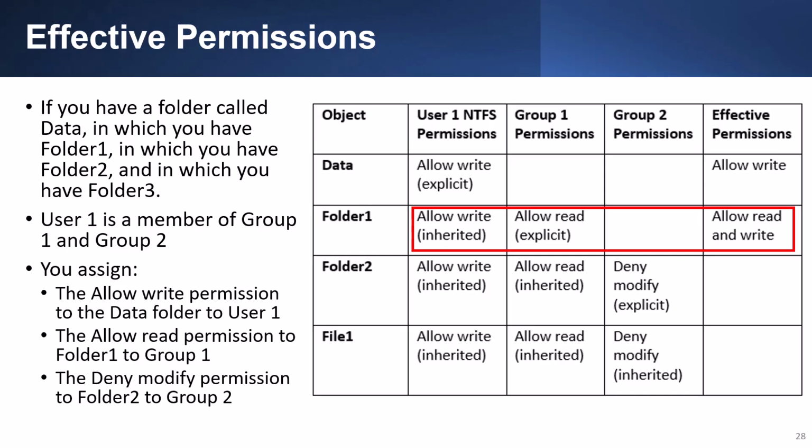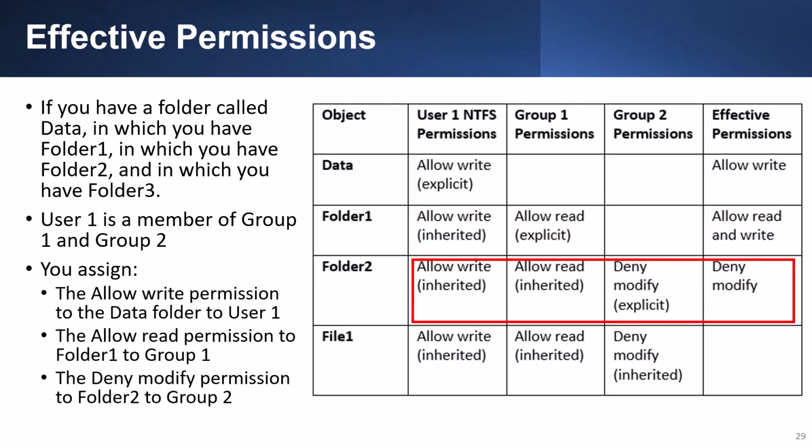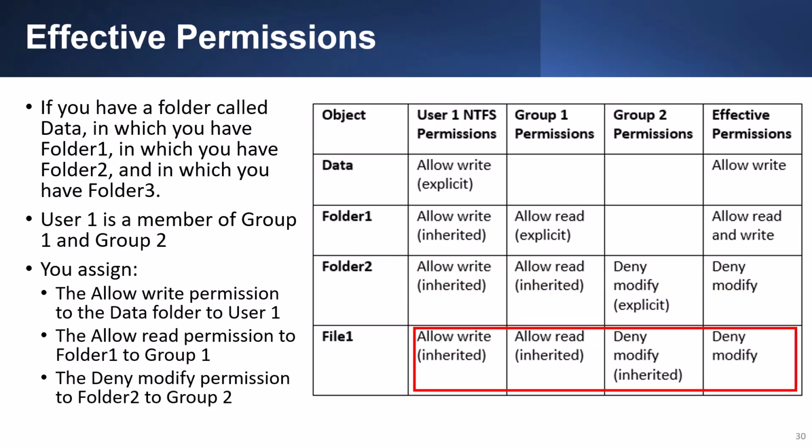For folder 1, we have multiple permissions. Therefore, when we combine them, we will have allow read and write. For folder 2, it is a little bit different. There are 3 sets of permissions to apply: allow write, allow read, and deny modify. Remember, deny always wins out, even if your administrators are granted full control. Therefore, the deny modify wins, which includes deny read and write. Lastly, the same for file 1. When you combine the 3 permissions, the deny modify permission wins out.